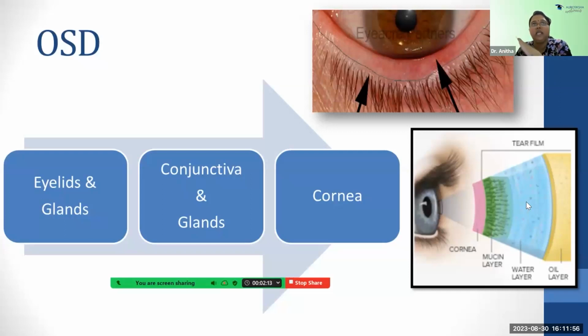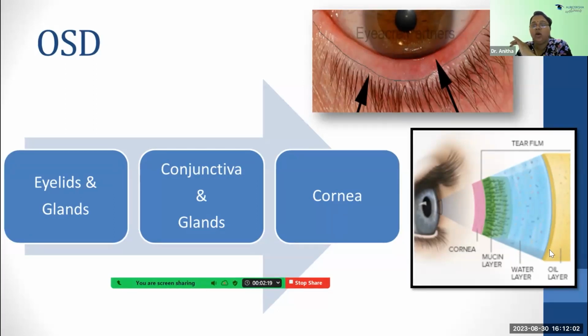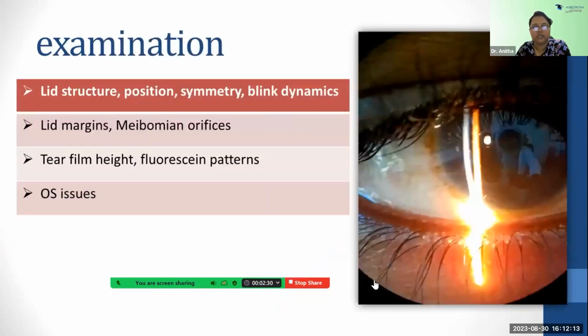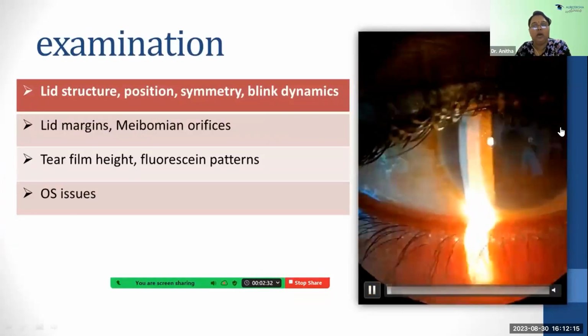If there is any problem in the tear film, you get ocular surface instability. Since the oil layer is from the lids, any problem that occurs in the lid would affect the tear film and impact the ocular surface. So this leads to ocular surface disorders. So how do we examine an ocular surface?